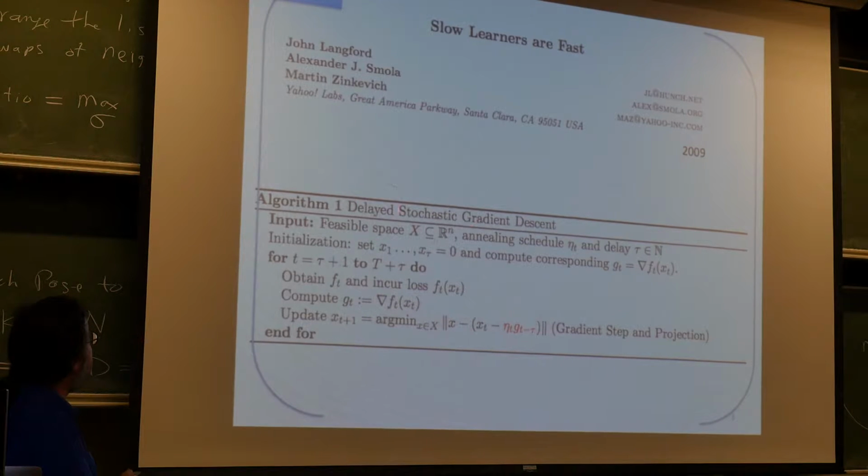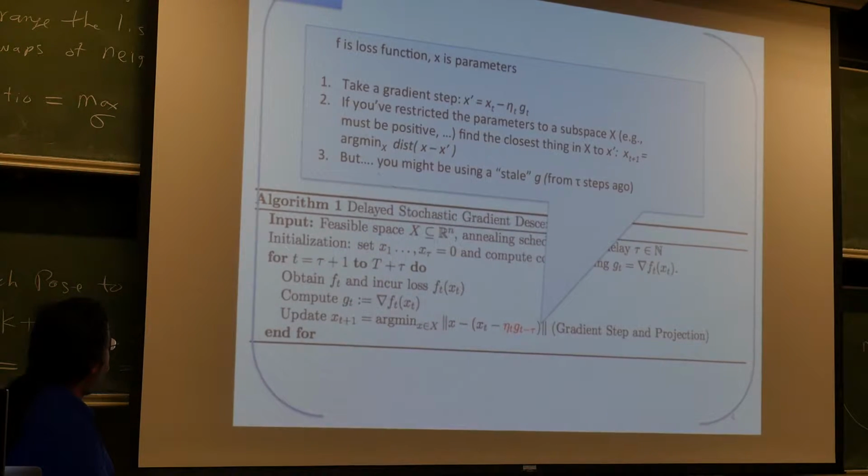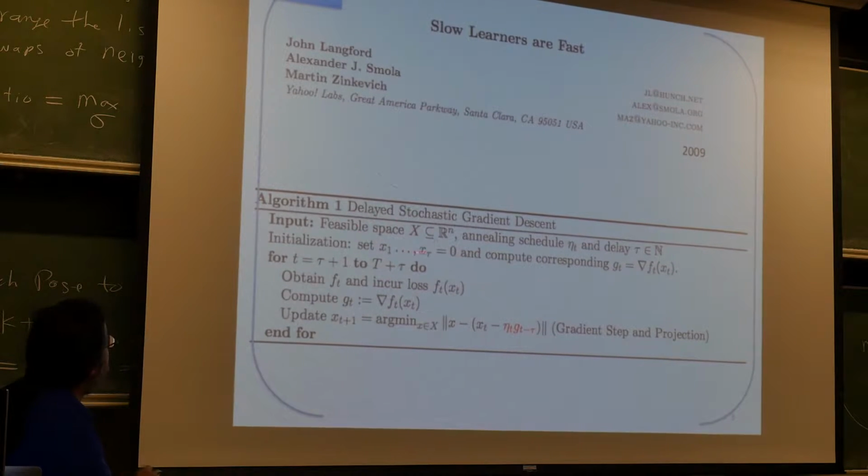This is basically stochastic gradient descent, but it's a slight variant. It's called delayed stochastic gradient descent. So let's step through what this is. We've got some space of examples. We've got a learning rate, which changes over time. And we've got this thing called a delay.